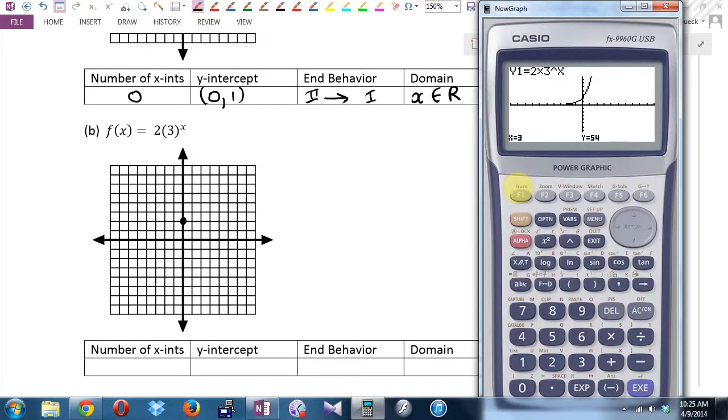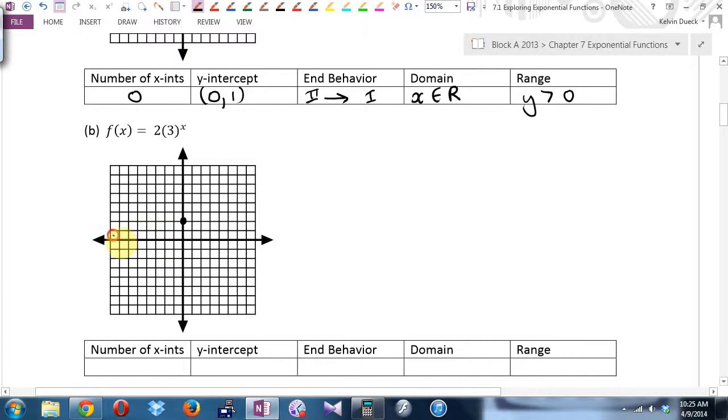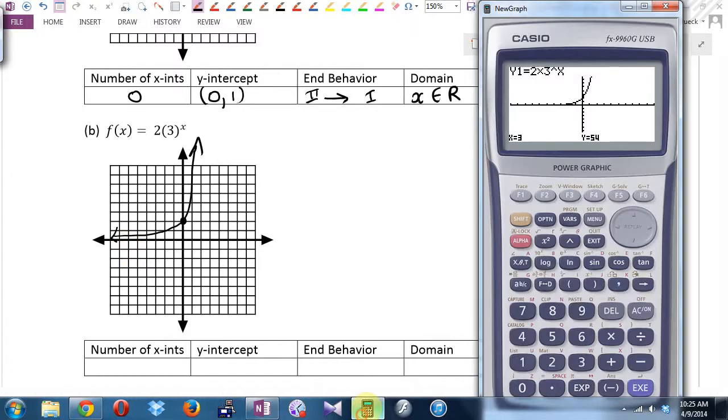Okay. So in terms of a sketch, the sketch looks the same, except it just goes way steeper, way faster. And I can only really fit one point on this graph. I can fit the 0, 2. Well, what about the negative 1? That gave us 1/3 last time. Gives us 2/3. That's 2/3 as a decimal. So, okay. But you know what? I'm interested in the intercept and the shape.